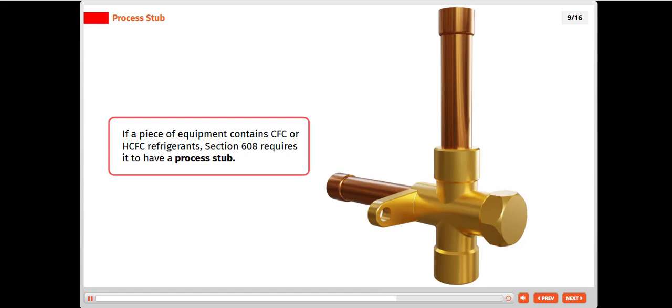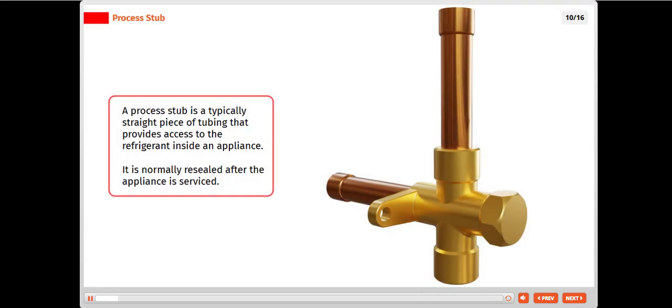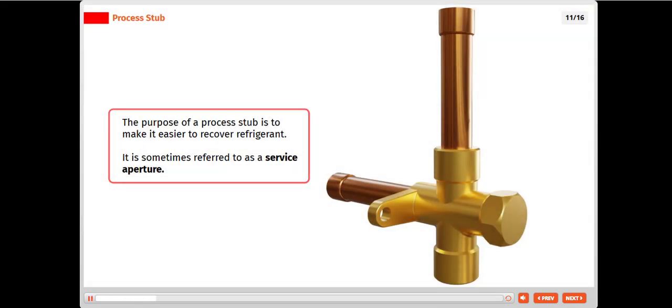A process stub is a typically straight piece of tubing that provides access to the refrigerant inside an appliance. It is normally resealed after the appliance is serviced. The purpose of a process stub is to make it easier to recover refrigerant. It is sometimes referred to as a service aperture.